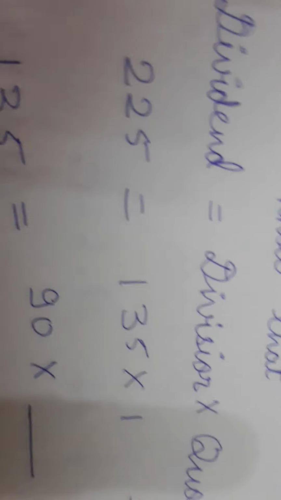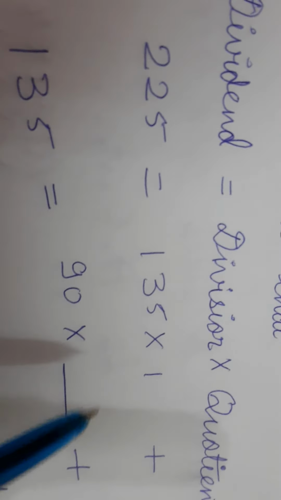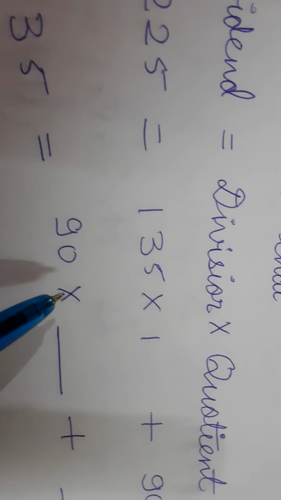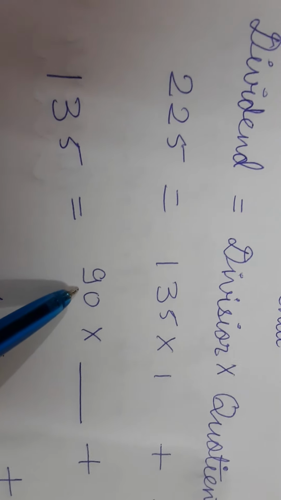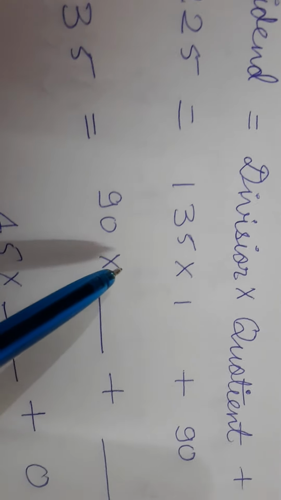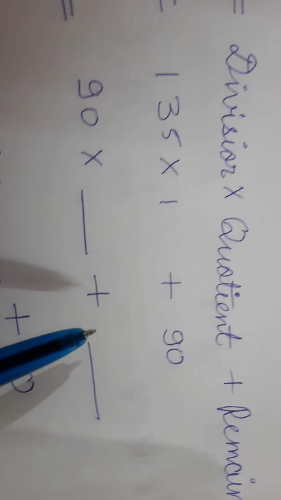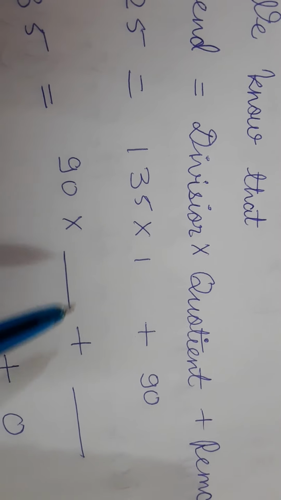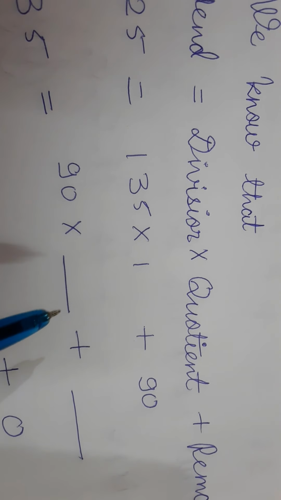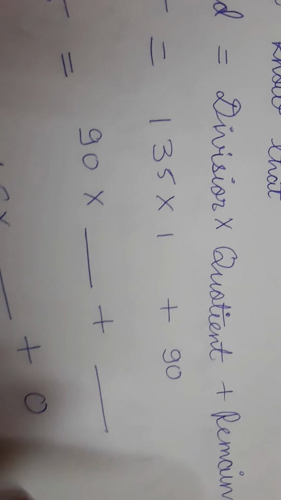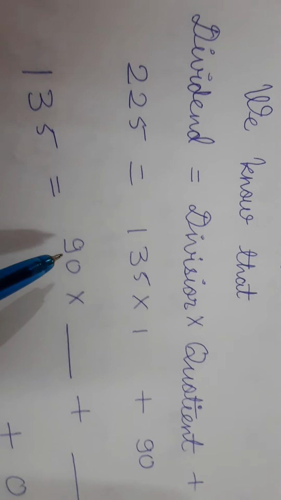Now dear friends, in the next step, the divisor we consider as dividend, and the remainder, that is 90, we consider as divisor. Now the same procedure: we have to determine the value of quotient and the value of remainder. Dear friends, we need to continue this procedure until we get remainder 0. Now divisor is 90, dividend is 135.